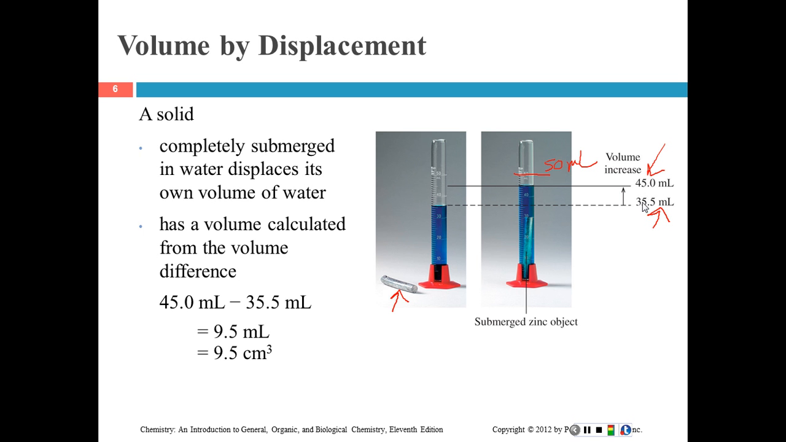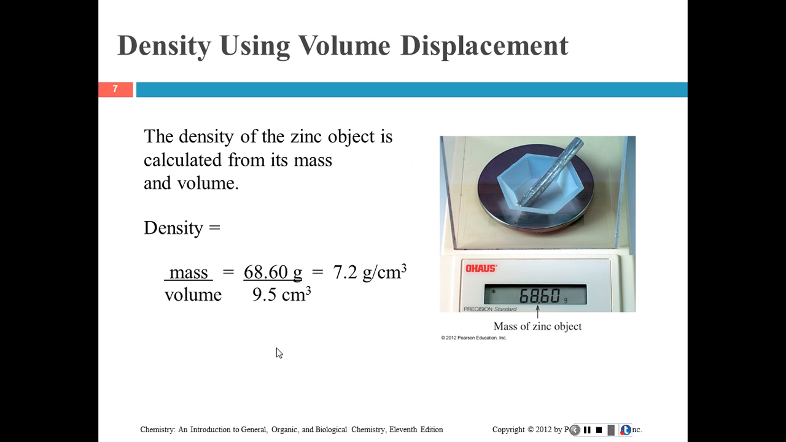So we can look by displacement and tell that it was at 35.5. Once we put the metal in, it was 45. So the difference between those is the volume of that piece of metal there. And it comes out to be 9.5 milliliters or 9.5 cubic centimeters. So we got the volume.